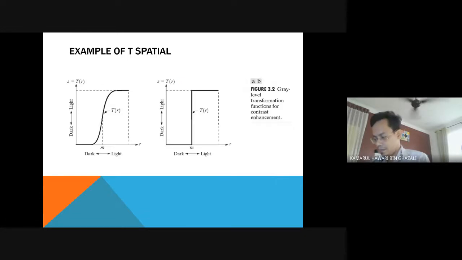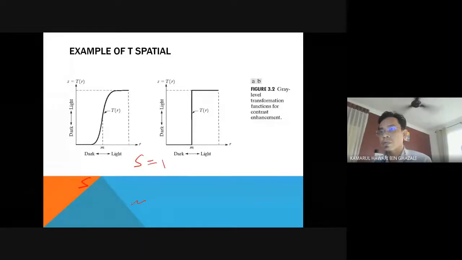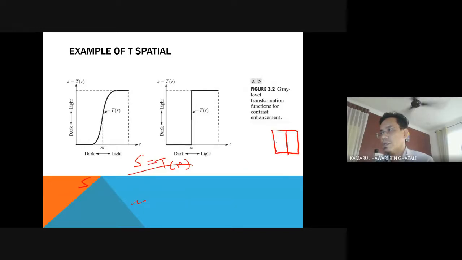This is T. s equals T(r). What is meant by this transformation? For example, if you have this image, with values 250, 100, 0, this transformation T transforms this function f(x,y) into g.